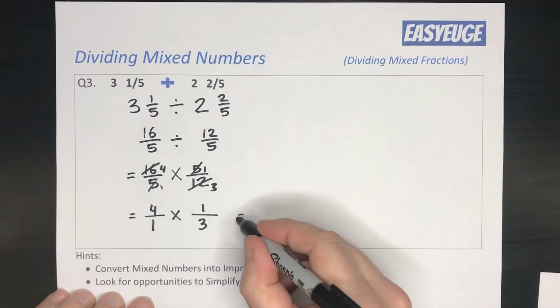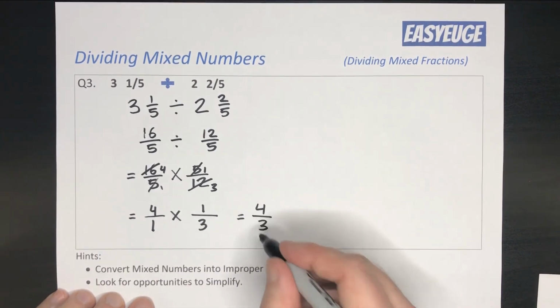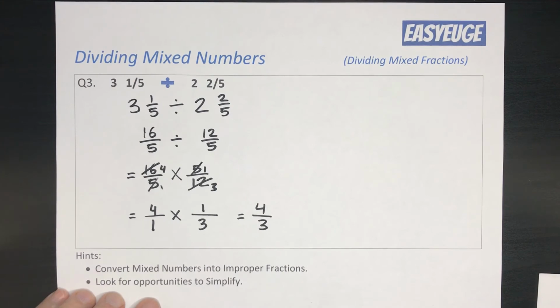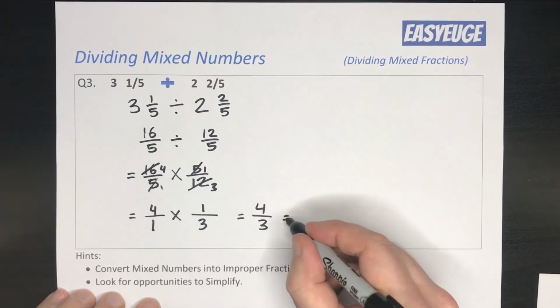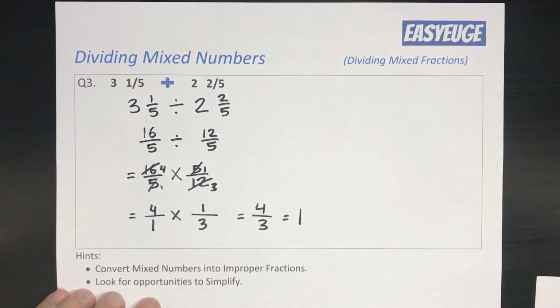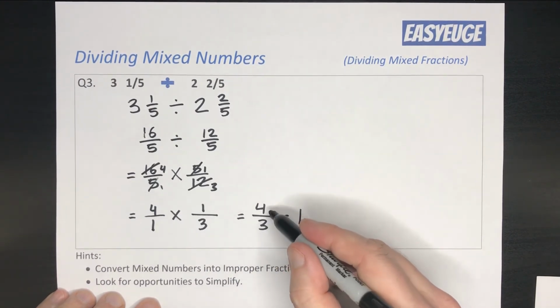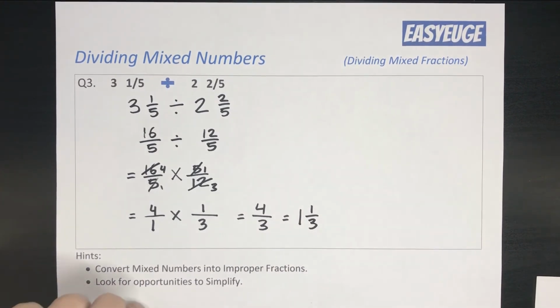Let's finish this off. Let's just multiply the top numbers and the bottom numbers. 4 multiplied by 1 is 4. 1 multiplied by 3 is 3. So the answer is 4 over 3. Again, that's an improper fraction because the number on the top is bigger than the number on the bottom. So let's divide this up. 3 into 4 goes 1 whole time and there's 1 left over. So that's 1 and a third. And there we go. That's the answer.